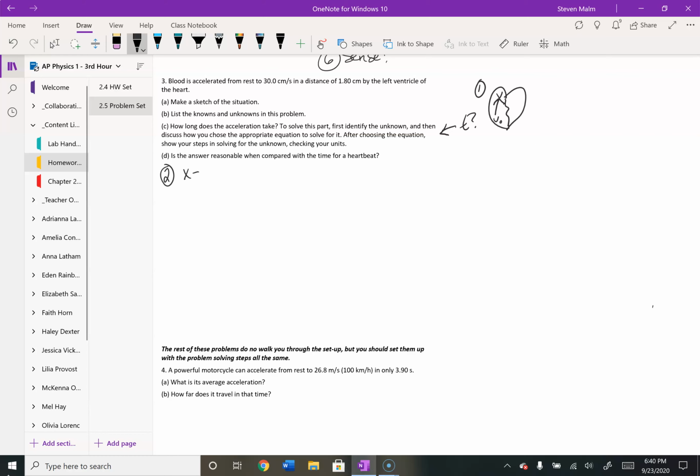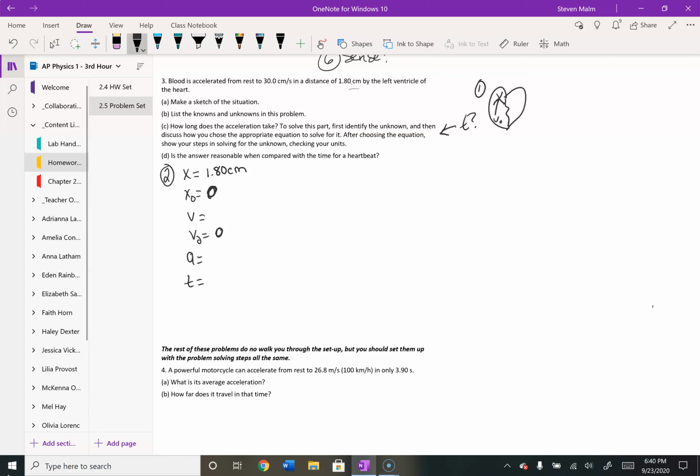I'm going to start by listing my variables, just like we always do. Remember that there is always some stuff we can garner that may not be given. Like, for instance, if it starts from rest, we can automatically assume that initial velocity is 0 and initial position is also 0. We're told it's going to go 1.80 centimeters. Should you convert these numbers? Sure. Do you have to in this particular case? No, because both of your units are the same.